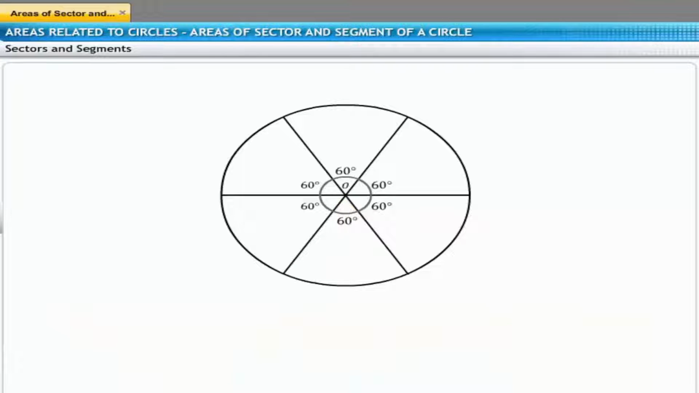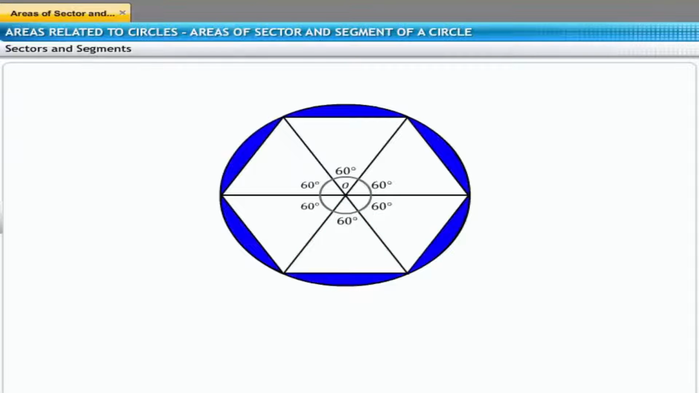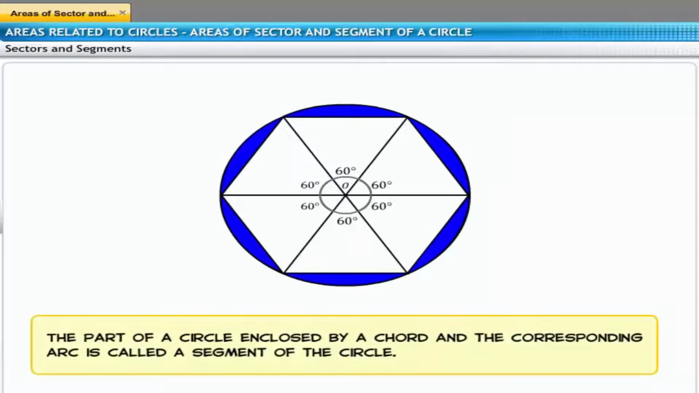Next, Felix draws some more chords as shown. Each chord divides the sector into 2 parts, where one part is a triangle and the other is a segment. Now he has 6 segments. Recall that the part of a circle enclosed by a chord and the corresponding arc is called a segment of the circle.